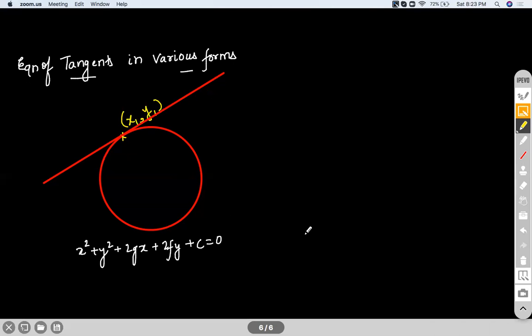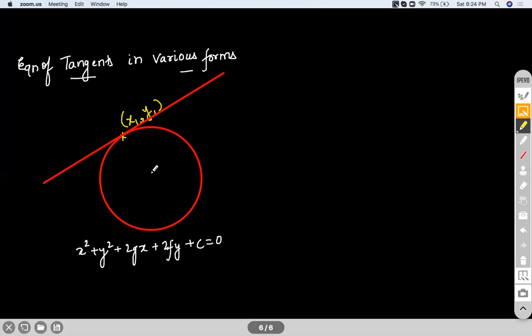You can use the fact that distance is equal to radius. That doesn't give me the equation. How would I get an equation? By using geometry. Geometry cannot help you to get the equation. Geometry can help you to get dimensions. Coordinate geometry will help you to get equations.